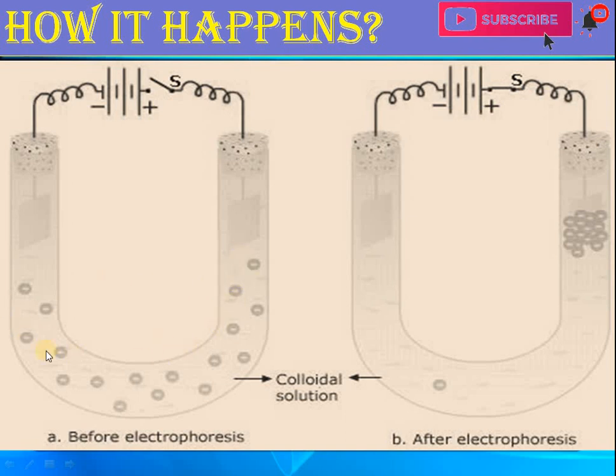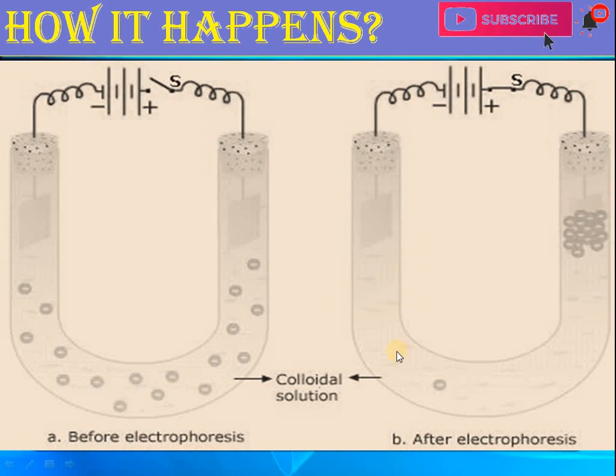The colloidal solution in which the charged particles are present is equally distributed on both sides, so the level is equal. Here is your positive electrode and here is your negative electrode, and after the current passes we get electrophoresis. After electrophoresis, we see that the negatively charged particles which are suspended in the colloidal solution in the dispersion medium, that is water, get migrated towards the positive electrode, and here the level decreases and here the level increases.